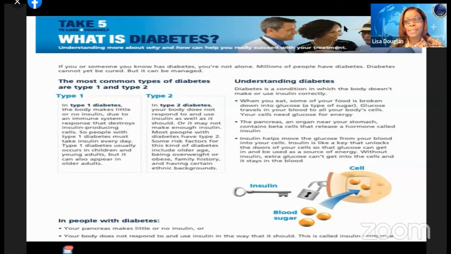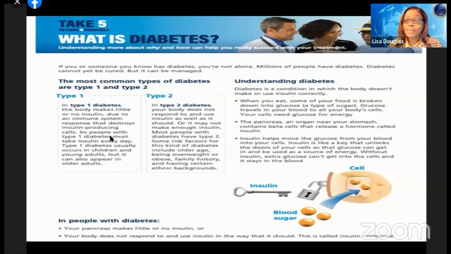Let's talk about what happens in the body with your insulin. There's an organ in your body called the pancreas. It's an organ near your stomach that contains a beta cell that releases a hormone called insulin. Insulin helps to move the glucose from your blood into your cells. Insulin is like a key. It unlocks the doors of your cells so that your glucose can get in and be used as a source of energy. Without insulin, extra glucose can't get into the cells, and it stays in your bloodstream.